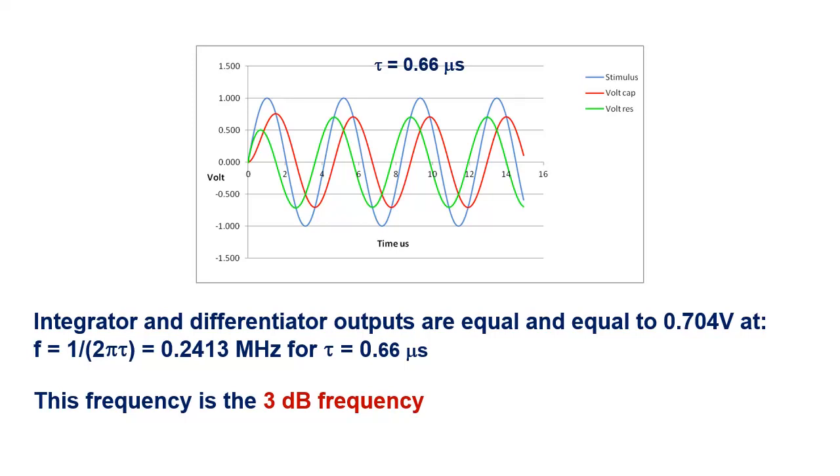We now show the waveforms at the 3 dB frequency, at which the amplitudes of integrator and differentiator are the same. This occurs at 0.2413 MHz in the present example with a time constant of 0.66 microseconds. The amplitude is close to the theoretical value of 0.707 volts, for a stimulus amplitude of 1 volt. Accuracy can be improved by reducing delta t.